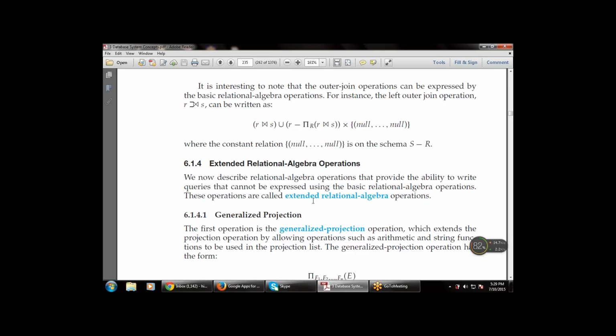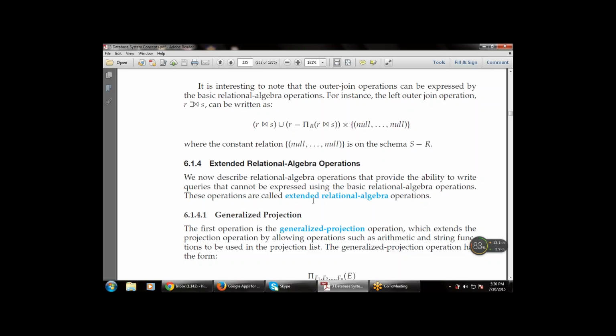Then the next topic is the extended relational algebra operations. There are more relational algebra operations available. The extended relational algebra operations provide the ability to write queries that cannot be expressed using the basic relational algebra operations. So these are not the basic operations, but the extended relational algebra operations.